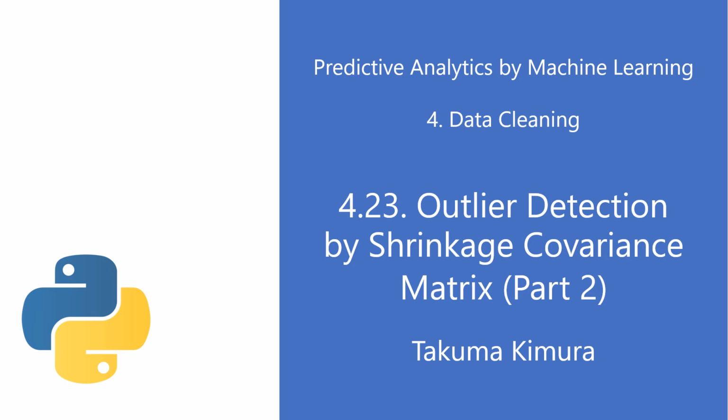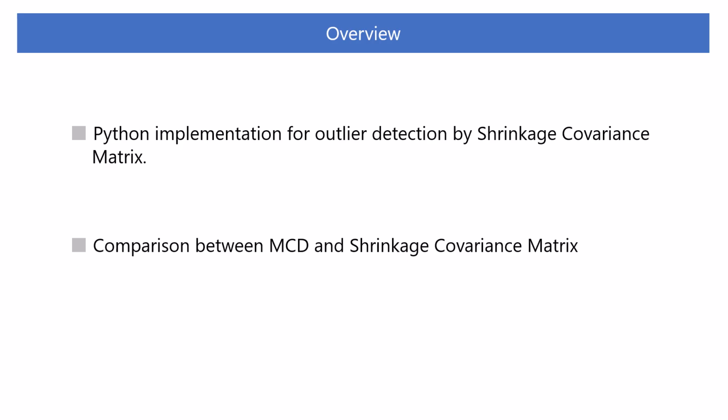Chapter 4, Section 23, Outlier Detection by Shrinkage Covariance Matrix, Part 2. This section covers Python coding for outlier detection by shrinkage covariance matrix and discusses the comparison between MCD and shrinkage covariance matrix.